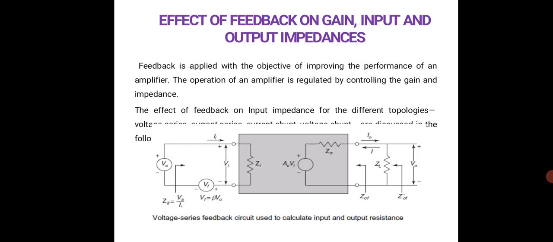Effect of feedback on gain, input and output impedances. Feedback is applied with the objective of improving the performance of an amplifier. The operation of an amplifier is regulated by controlling the gain and the impedance. The effect of feedback on input impedance for the different topologies is as follows. Here is the voltage series feedback circuit which is used to calculate the input and output resistance. Here you can see Zi and Zout.